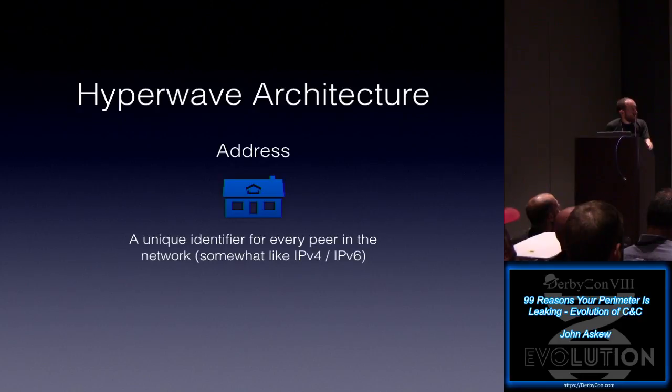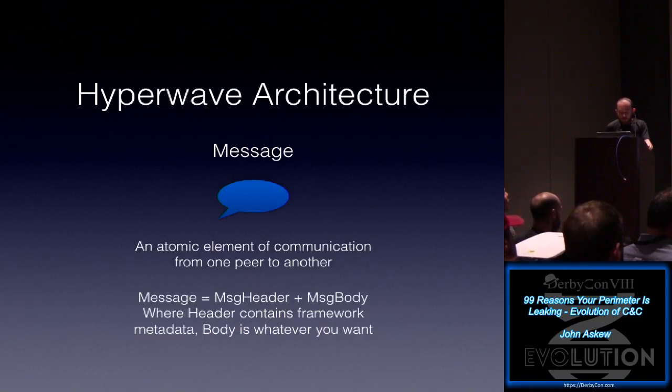At a high level, there's a concept of an address, which is a unique identifier, kind of like an IP address. Currently, it's represented as a UUID4 value. But every peer in the network has a unique address. You can't have a message passing framework without messages, right? So this is this atomic element of communication from one peer to another. And the message is basically a combination of a header and a body. The header is that metadata that the framework uses, and then the body is whatever the implementation decides to use. So you can make that whatever you want.